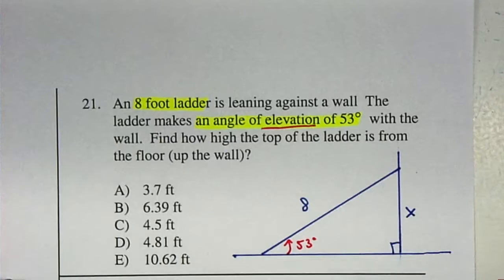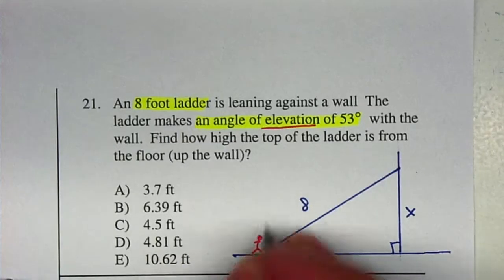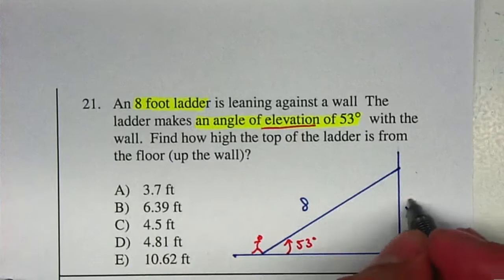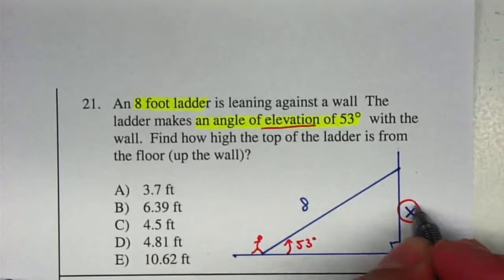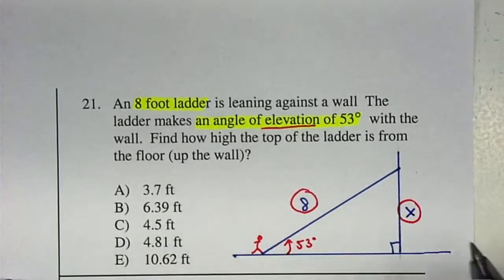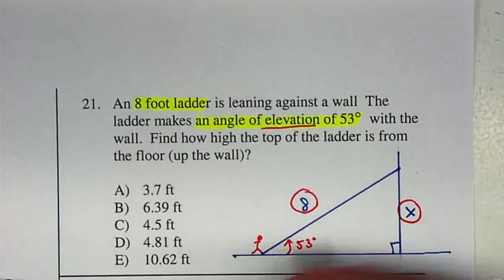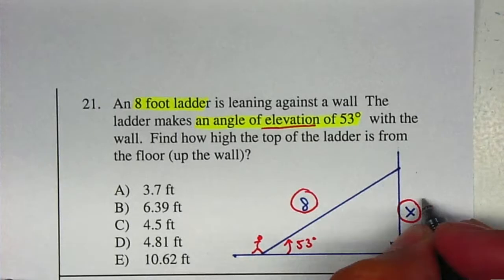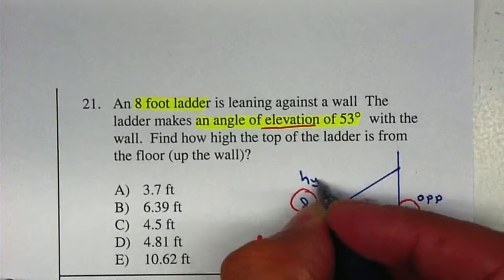We are going to be standing here at the angle, so we're going to be using the 53 degrees. And we are going to be using the x because that's what we're looking for, and they give us the 8. According to the 53 degrees, this will be your opposite, and this will be your hypotenuse.